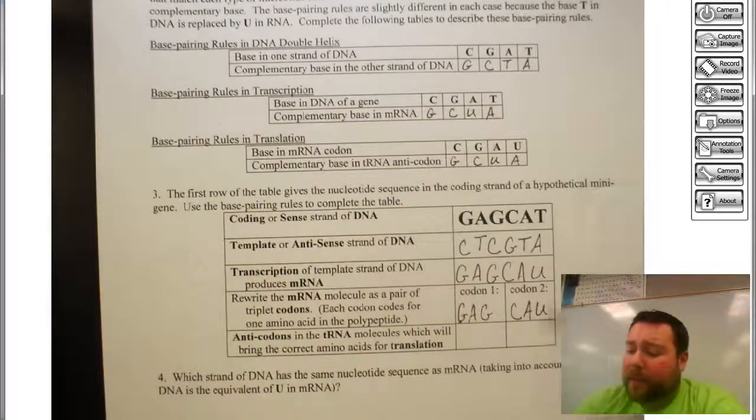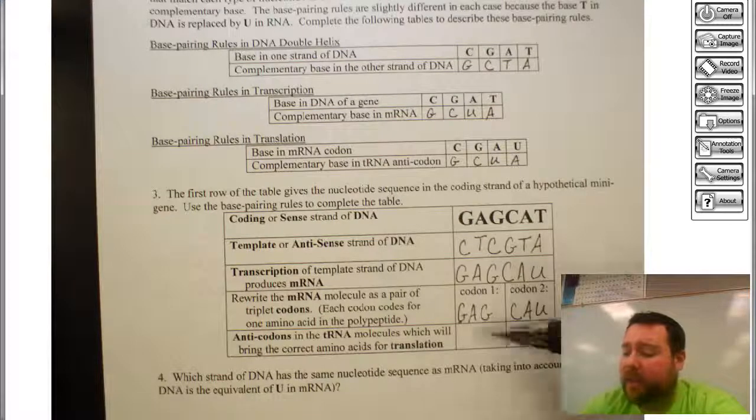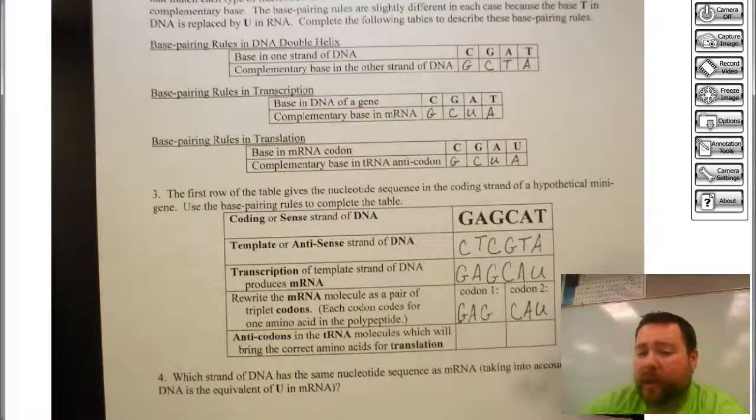Now, this is important because now that we have our transfer RNA, we need the anticodon that goes with it so that we get the appropriate amino acid to go in there and make the right protein.